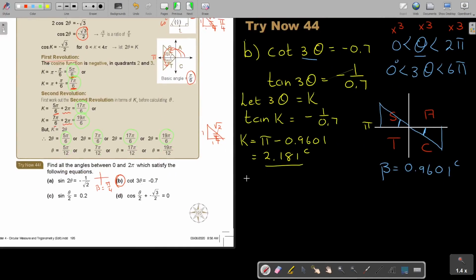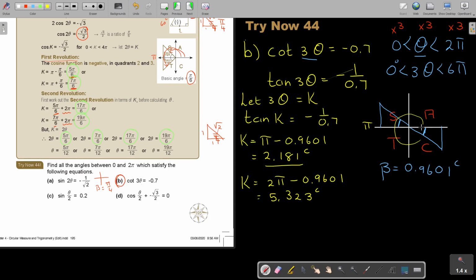Okay, let's go to the next k. The next k is going to be this, so it's going to be 2 pi minus that 0.9601. So 2 multiply shift pi minus 0.9601, and that is going to give me 5.323. Make it again to 4 significant figures. I think it's going to work.